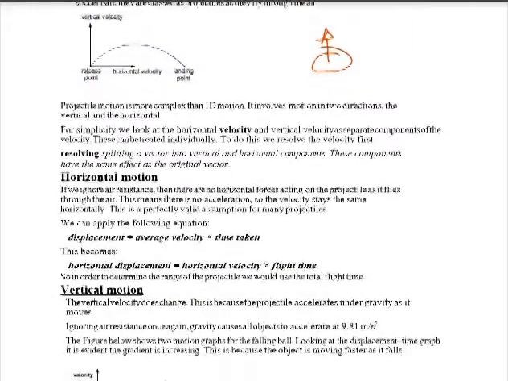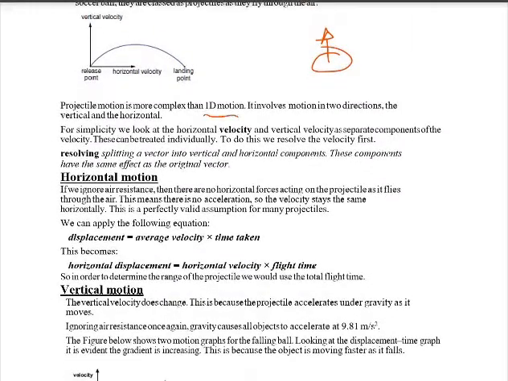Now, projectile is somewhat more complex than one-dimensional motion. This involves motion in two directions, the vertical and the horizontal. That means we have two motions, horizontal motion and vertical motion. Therefore, we will see this separately: vertical motion separately and horizontal motion separately.